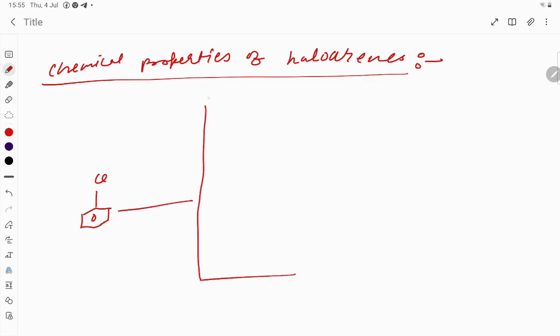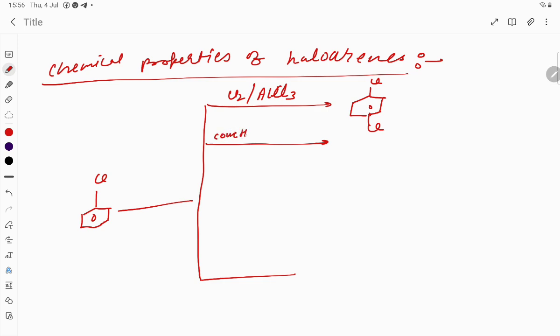Okay, then what can you do, student? First one, you can do halogenation with AlCl3. This is going to give para-dichlorobenzene, student, or you can say 1,4-dichlorobenzene. If you take another reagent, conc. HNO3 plus conc. H2SO4, what is it going to give, student? It is going to give chloronitrobenzene. So Cl here, it can give the NO2 here, right?